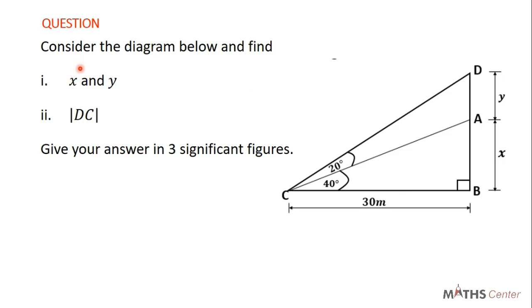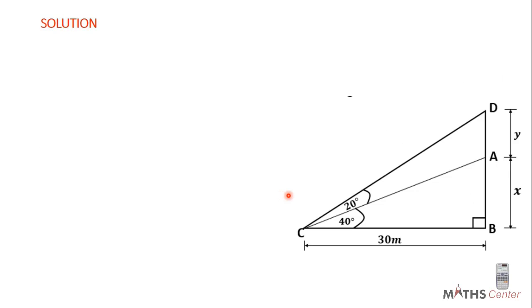The question says that we should find x, that is the length AB, and we should find y, that is the length AD. Then we should find the length DC. So we are going to solve it one after the other. So let's pick the first one, which is the length AB. Now we can see that the length AB, the length x, is in the right angle triangle ABC. So we are first going to consider triangle ABC alone.